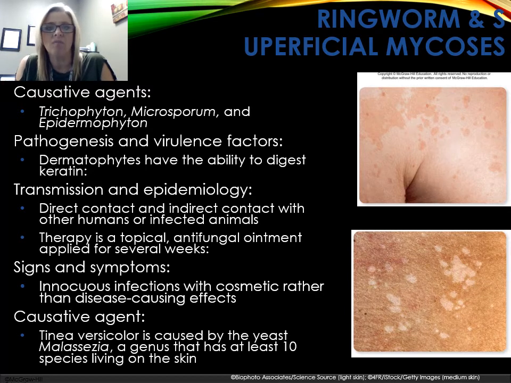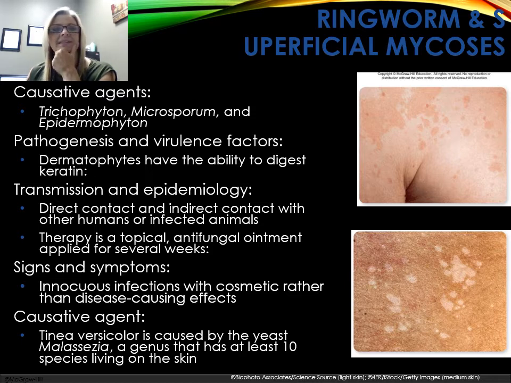So this is why we will often find it in a topical form. If at all possible, they're going to avoid systemic treatment. Some drugs work by speeding up that loss of the skin layer, and so you're going to usually have cosmetic effects instead of disease-causing effects. Tinea versicolor is one that you can also see, caused by Malassezia.